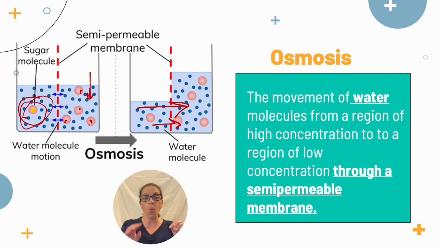Okay, so why is it high to low? It's due to the ratio of salt to water. If there is more salt and less water, then it's a region of low concentration of water. And if there is high water and low salt, we have a high water concentration, and it's going to flood across to dilute things out.